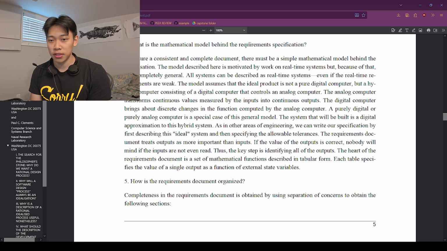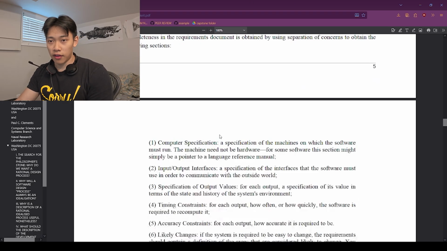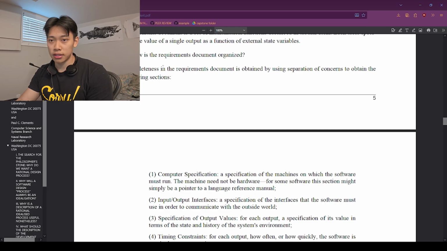The heart of the requirements document is a set of mathematical functions described in tabular form. Each table specifies the value of a single output as a function of external state variables. 5. How is the requirements document organized?